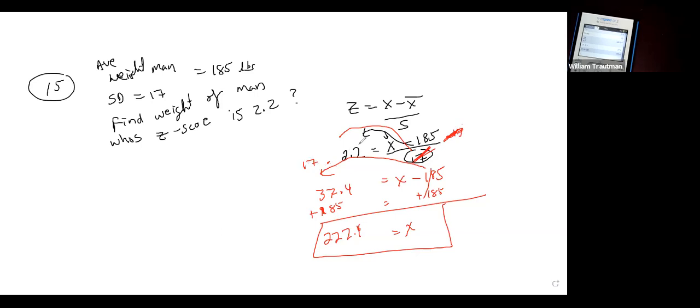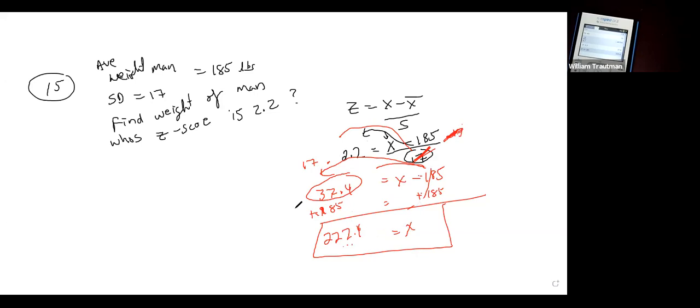So 17 times 2.2 then is 37.4. Bring the 185 over, it's subtracting. So take it to the other side, do the opposite math, add 185, and you should get 222.4. And that's the weight of a man who has a Z-score of 2.2. And it should be more because average, right?